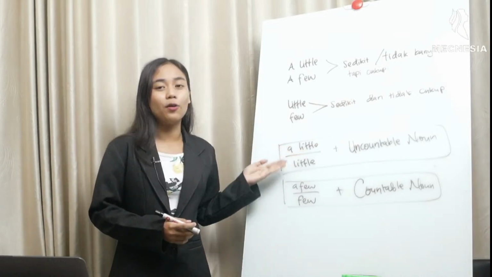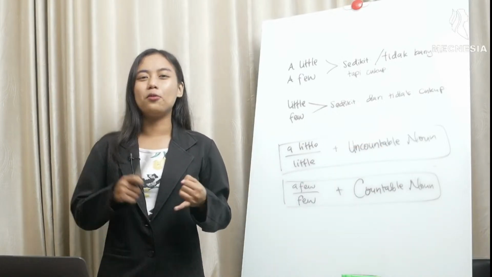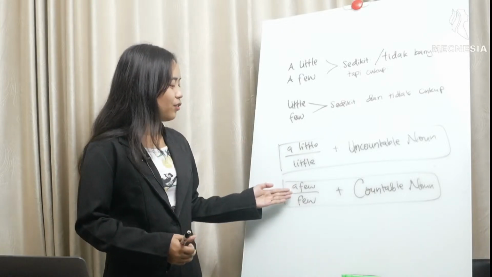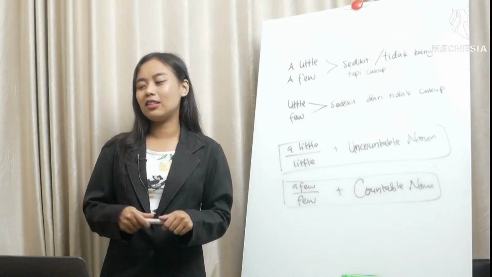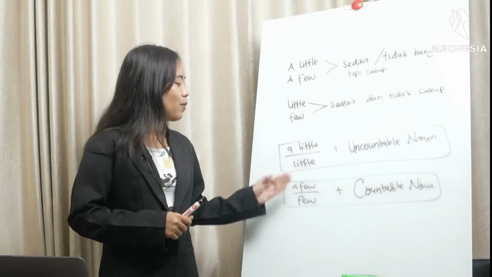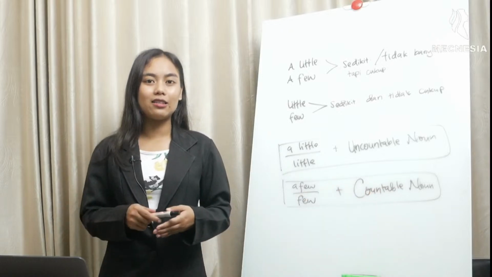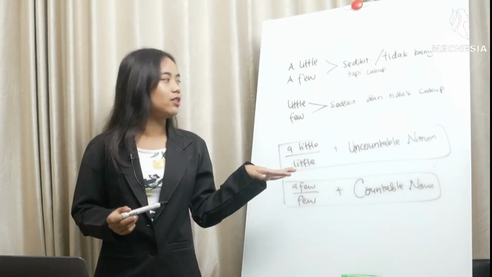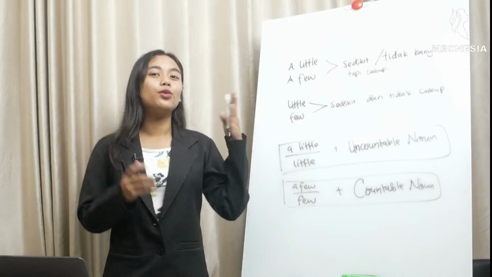So, a little or little is used with an uncountable noun, benda yang tidak bisa dihitung. For example, water, sugar, coffee, milk, and many more. Meanwhile, a few and few are used with countable nouns, benda yang bisa dihitung. Markers, tables, phones, boards, and many other things. Remember, when you use a few or few, countable noun-nya harus diakhiri s. Few books, few markers, few whiteboards. Gitu juga, a few. Okay, so that is about a little, a few, little and few.